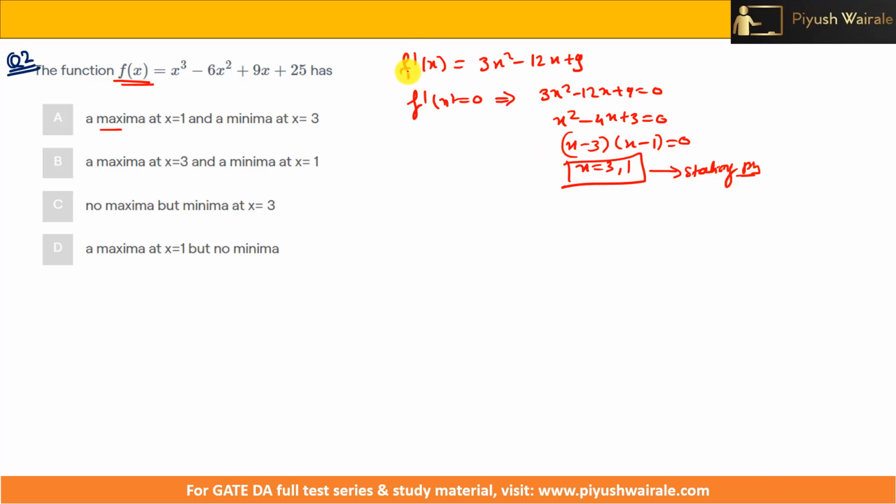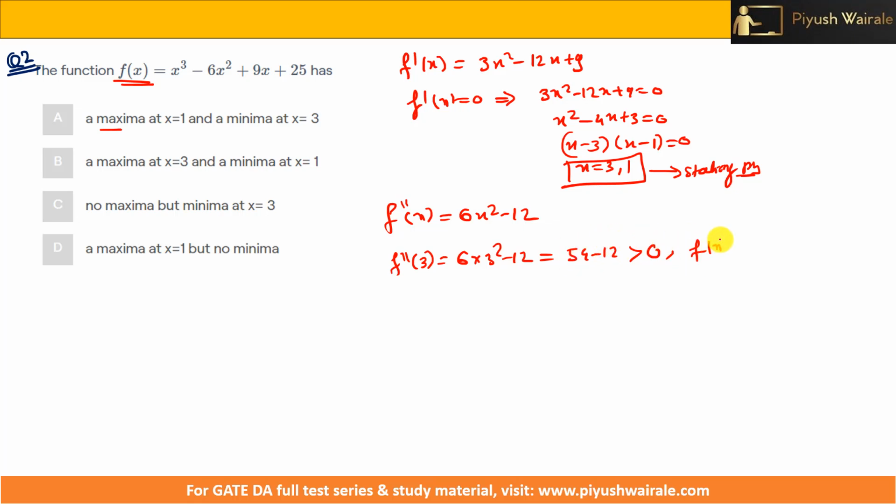Now again I need to differentiate this f dash of x, right, in order to find out maxima and minima. So f double dash of x will be 6x minus 12. Now just try to put the stationary point in this f double dash of x. F double dash of 3 will be 6 into 3 minus 12. So 9 into 6, that is 54, 54 minus 12. Okay, so it is basically greater than 0. So it is positive, right?